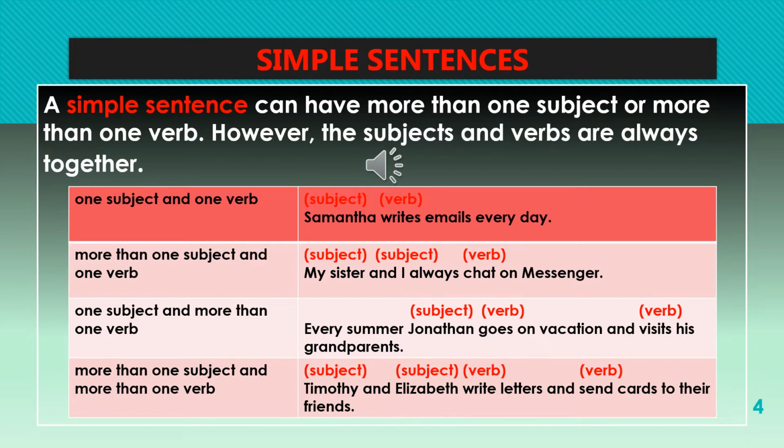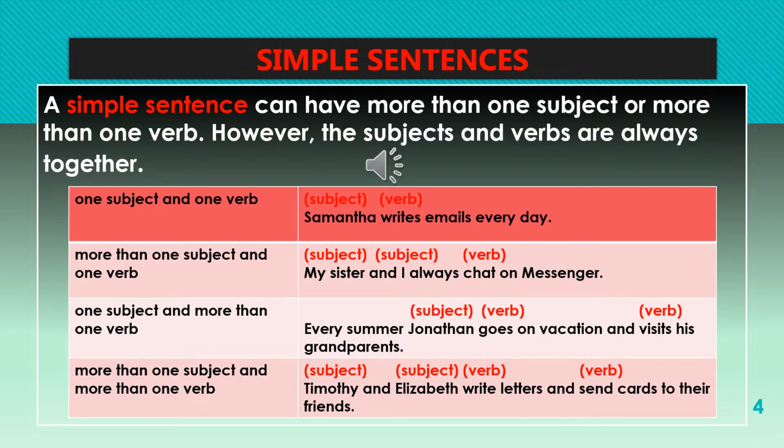In this sentence, we are only going to have one subject and one verb. Samantha writes emails every day. The subject is Samantha and the verb is writes. There is only one verb and only one subject. Samantha is the subject and writes is the verb. Now let's look at the second example.